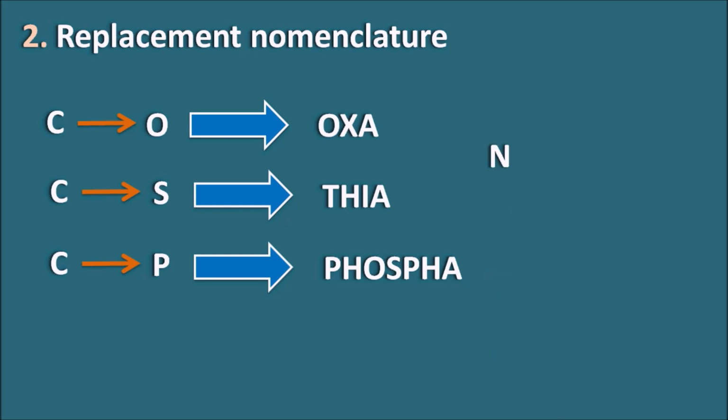And nitrogen can also be indicated by aza, but for nitrogen, because it is considered as an amine, many of the times we use the substitutive nomenclature, but when the naming is more complex, then only we will use the replacement nomenclature. So replacement nomenclature is more common with elements like oxygen, sulfur, phosphorus, selenium. In this way, these types of elements use the replacement nomenclature.